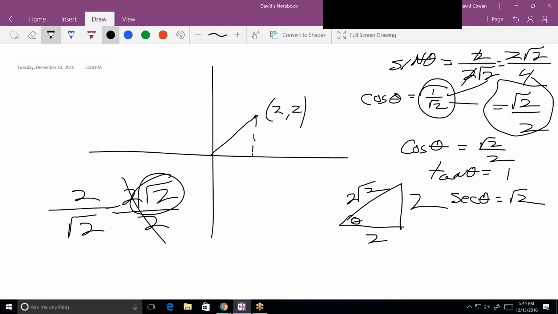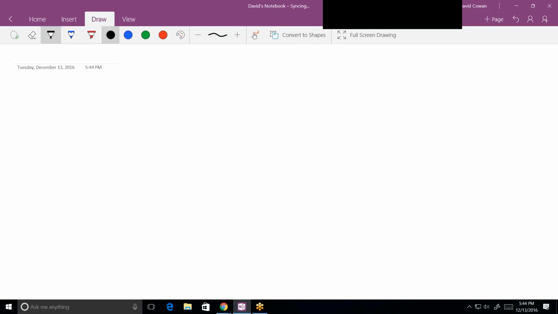All right. What's cosecant of theta? Cosecant of theta would be root 2 over just root 2. And the cotangent of theta? Would be 1. All right. What else? That was really what we went over.